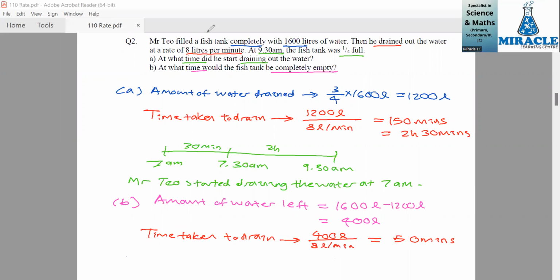So we want to know the time at which the water is completely empty. So at 9:30 a.m., the fish tank was 1/4 full. So now we have to work forward. So 50 minutes later, the time would be 10:20 a.m. So at 10:20 a.m., the fish tank is empty. So that will be our final answer.